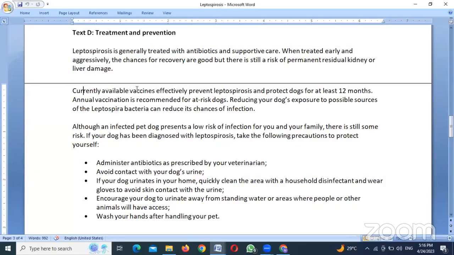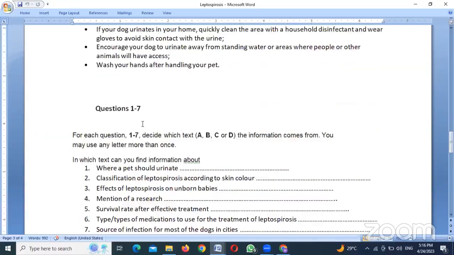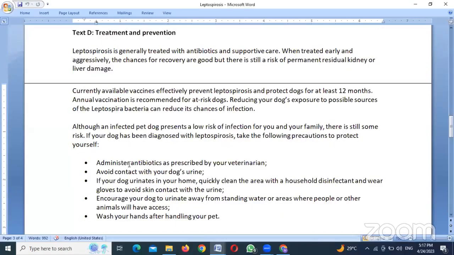Here they are talking about vaccines. We don't need to go into the detail, just vaccine approval. They're talking about vaccines in this paragraph. Here they are talking about some risks. These are the prevention measures that we can take: antibiotics, avoid contact, clean urine at home quickly, encourage the dog to urinate away from the home, and wash hands. So these are the 4 texts.